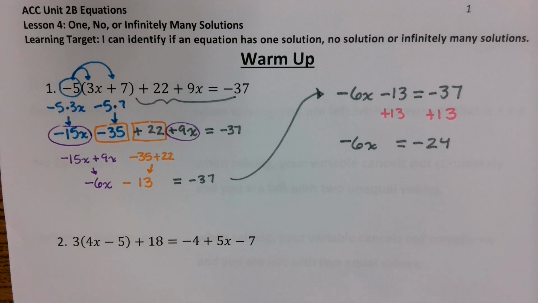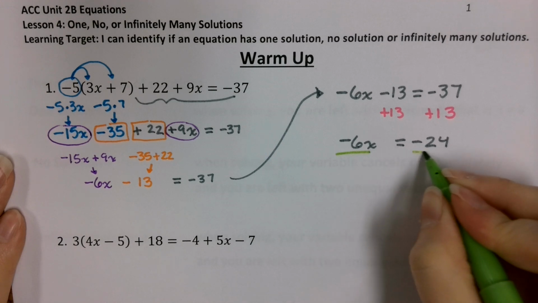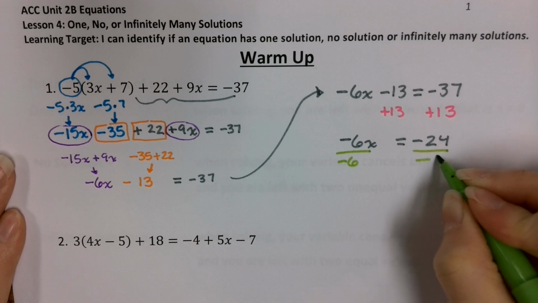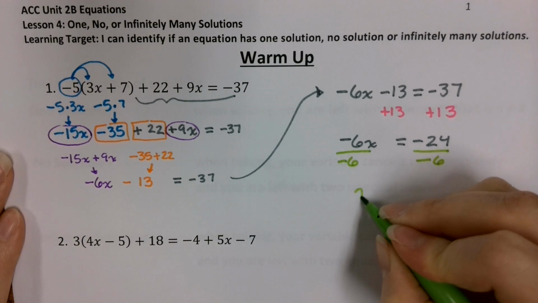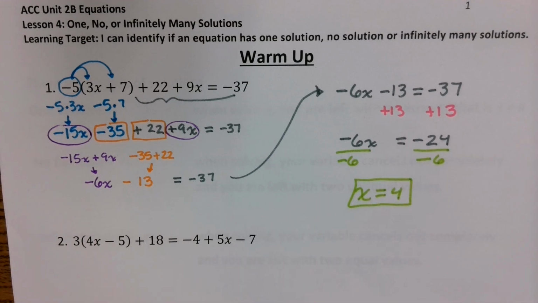And then our last step, we have to deal with that coefficient. We have to deal with the coefficient by dividing. You need to divide both sides by negative 6, and you'll get x is equal to a positive 4. Okay, distribute, combine like terms, solve. That's it. Distribute, combine like terms, and solve.